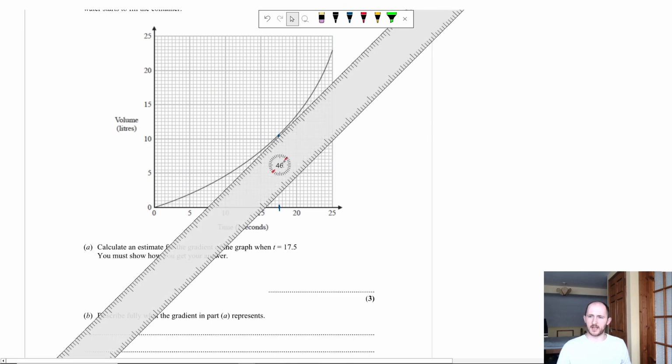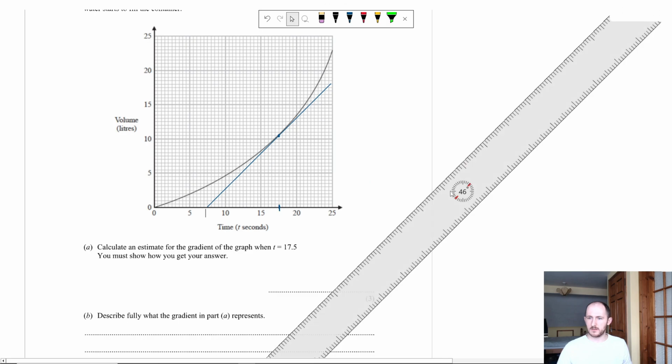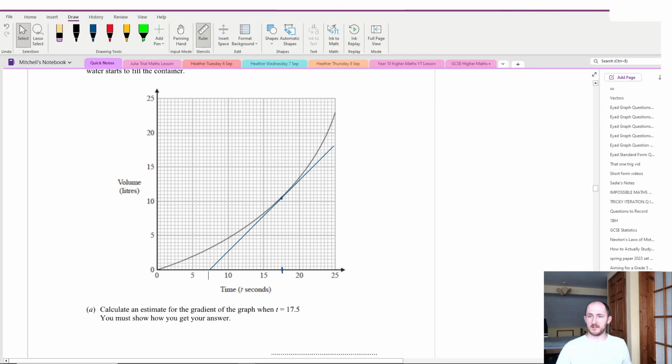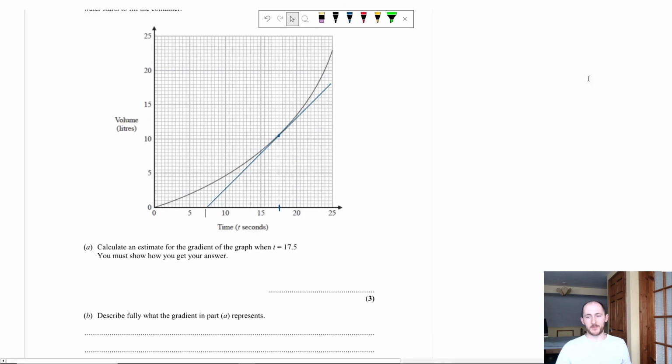Well, I didn't mean to do that, but okay. I did not mean to do that. But fair enough. But yeah, you just want something that matches. They do give you quite a bit of leeway. And all you're doing is working out the gradient of this line that you have.